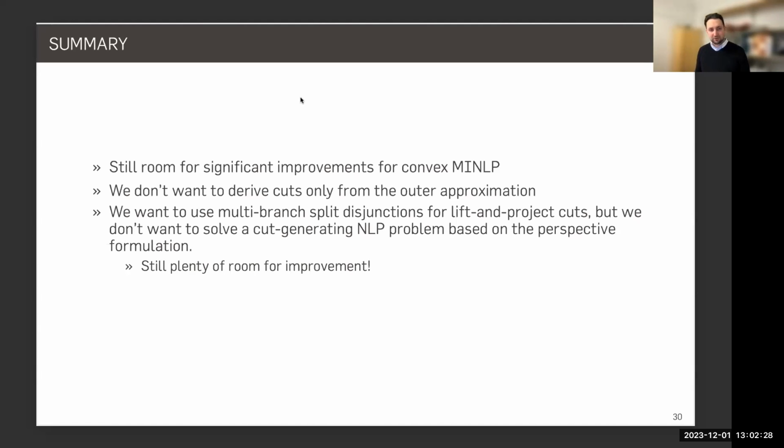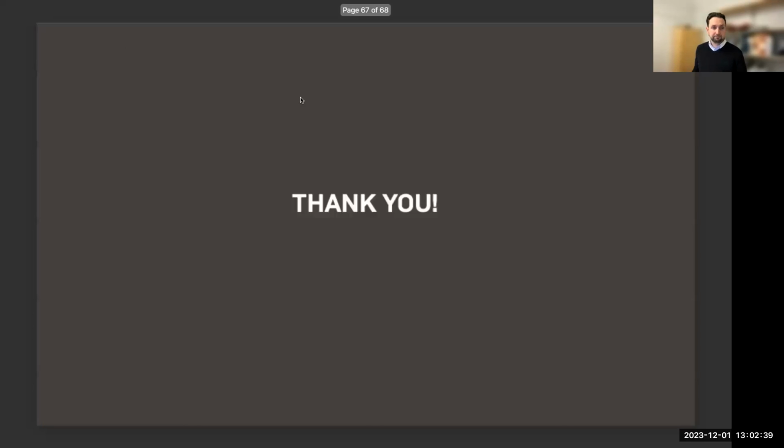How to do this, how to obtain these lift and project type cuts without solving a cut generation problem, this is an open research question. I don't have an answer to it, but I think this is a very interesting question.